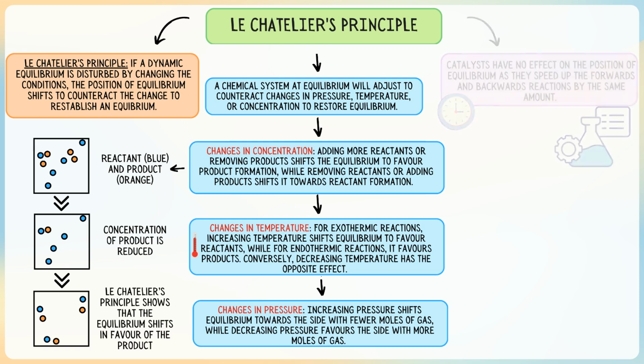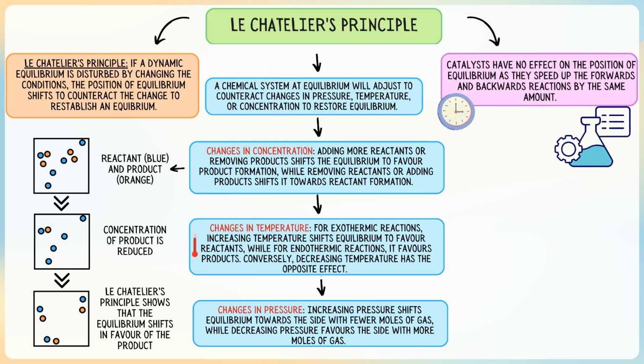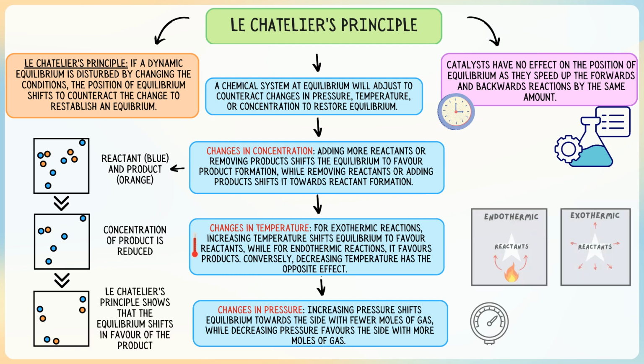Finally, we discussed how catalysts have no effect on the position of equilibrium, as they speed up the forwards and backwards reactions by the same amount. By manipulating these factors, concentration, temperature, and pressure, industrial chemists can control the position of equilibrium to maximize product yield, making these concepts critical in fields like chemical manufacturing. We will see a practical example of this in the next lesson.